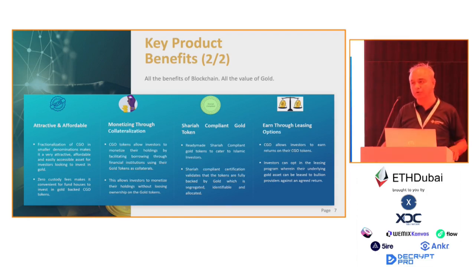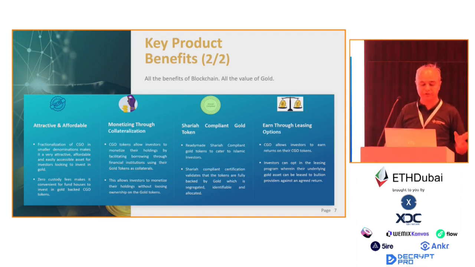Whereas when you buy physical gold, you pay around 100 to 150 dirhams of making charges. Here there are no making charges. And this can be bought and sold immediately, instantly.